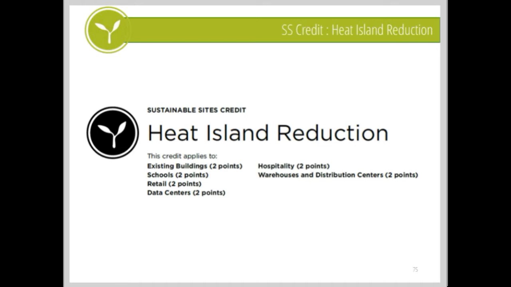The next credit we will look at is Heat Island Reduction. This credit applies to all project types and is worth 2 points.